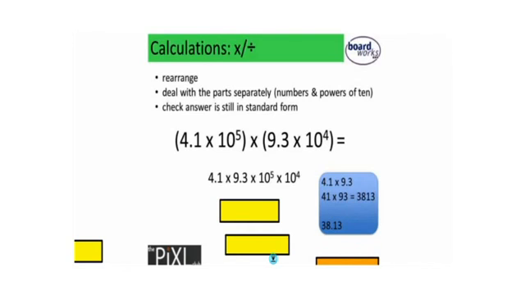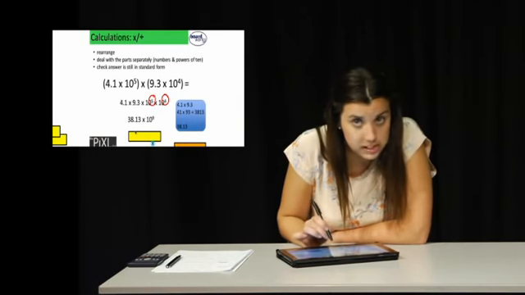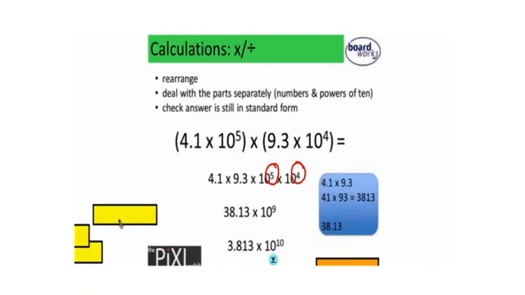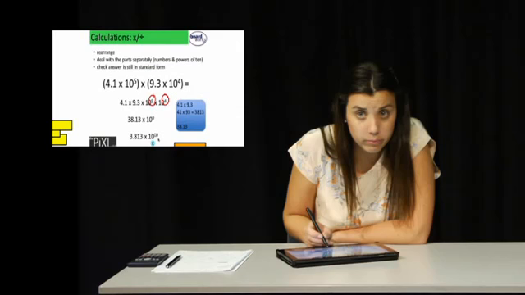Our rules of indices tell us that we have a 5 here and a 4 here. We are going to add them. So we have 10 to the power 9 multiplied by 38.13. Our number is not in standard form. The first number is not between 1 and 10. We're going to have to change it like we did last time to 3.813 times 10 to the power 10.